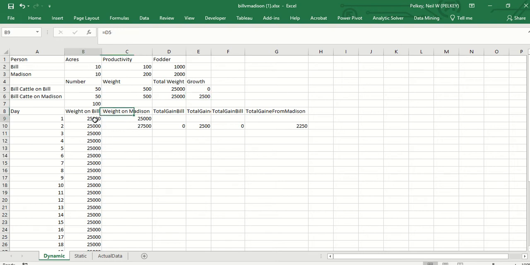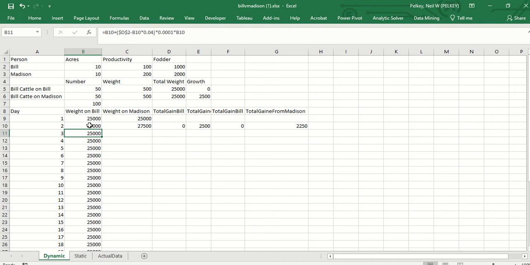And so we start off with the weight on Bill's is just the D5, and the weight on Madison's is the initial weight that they put out there. Then in the next period, the weight on Bill's is the previous weight plus the growth. Okay, so it's the D2, which is the fodder minus the total weight times the 4 pounds again. So if they're eating more than they need, they'll grow. If they're eating less than they need, then they'll get smaller. Our scaling factor, and then again the previous weight. And this has just been copied all the way down.